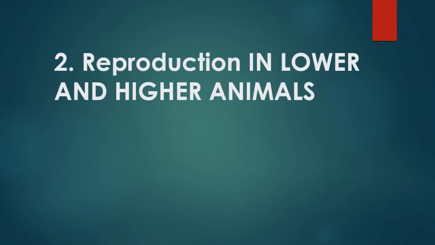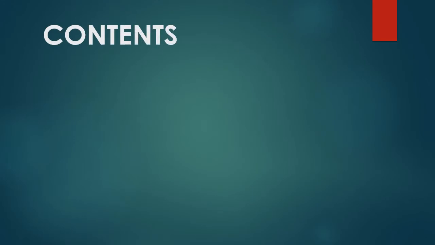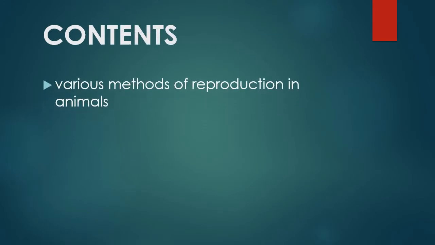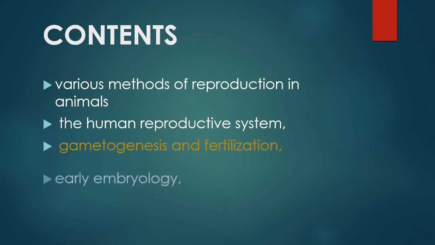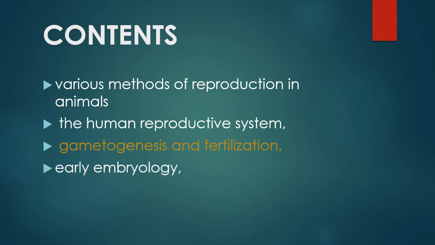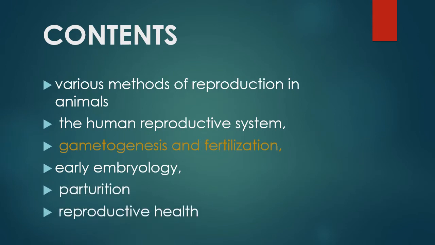The second chapter of Unit 1 is Reproduction in Lower and Higher Animals. Contents: various methods of reproduction in animals, the human reproductive system, gametogenesis and fertilization, early embryology, parturition, and reproductive health.